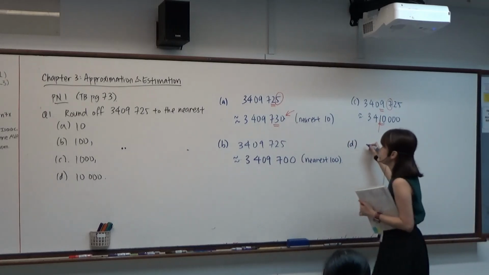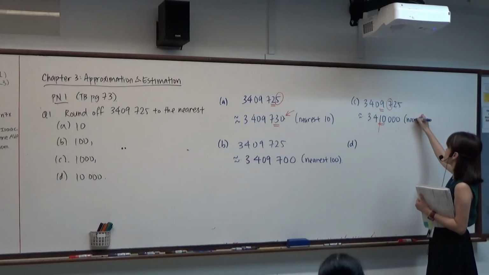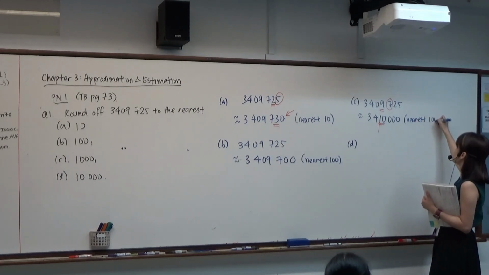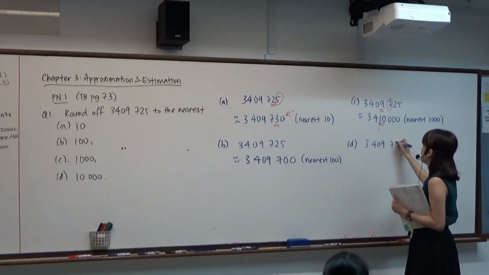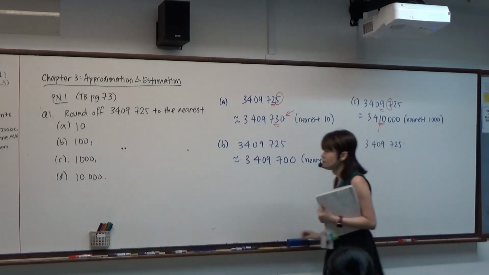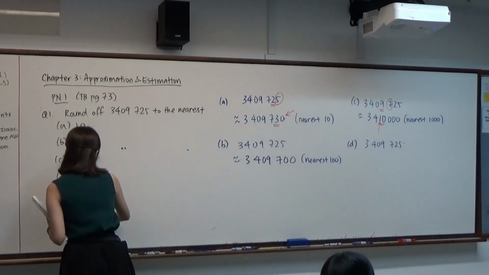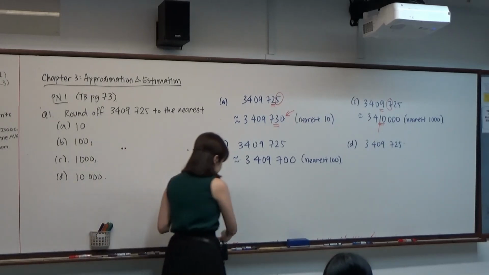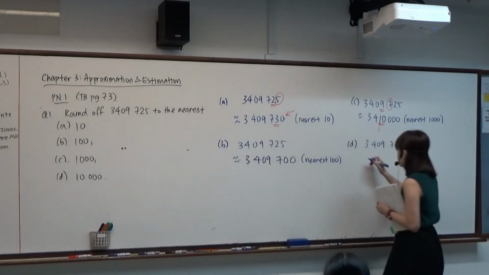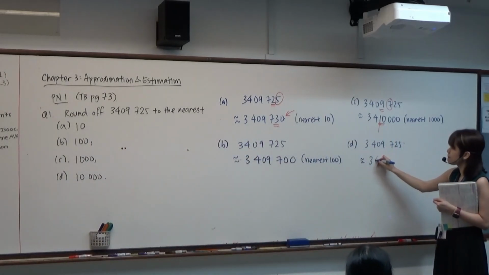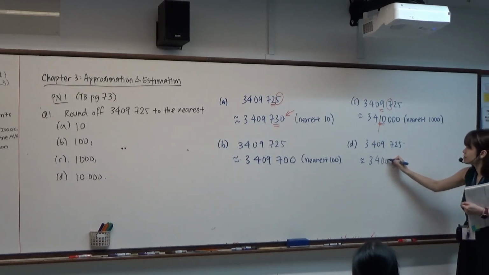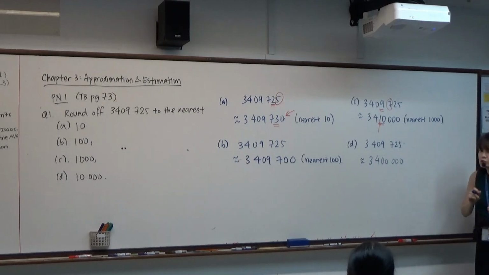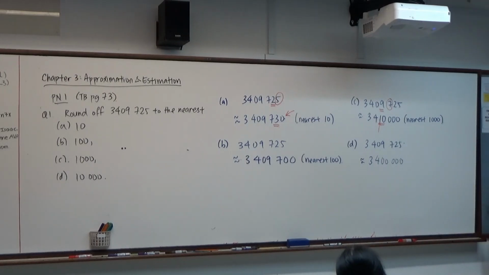Then part D. For part D, we want to round it off to the nearest 10,000. What will your answer be, Joey? Sure? Nearest 10,000.